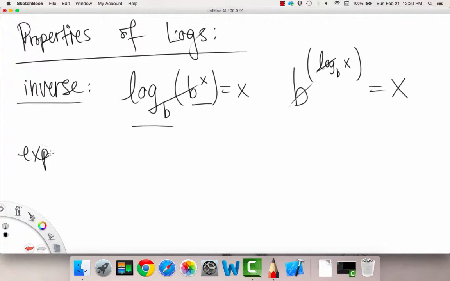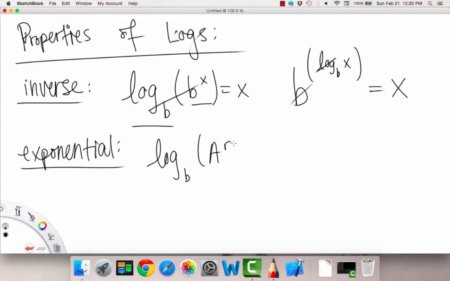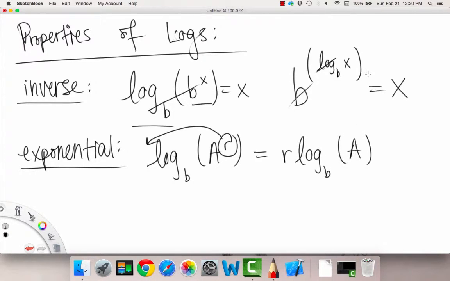We have also learned the exponential property of logs. And what does that one mean? That log base b of a to the r, we can always take this exponent on the inside and move it out to the front as a coefficient. So this is equal to r times log base b of a. Okay, so we know that exponential property.